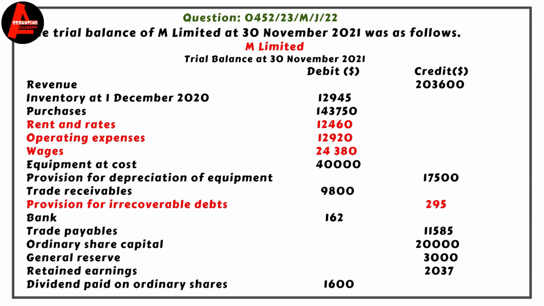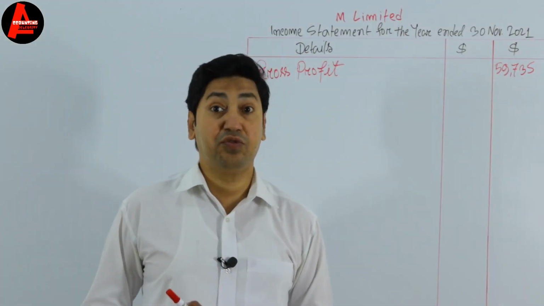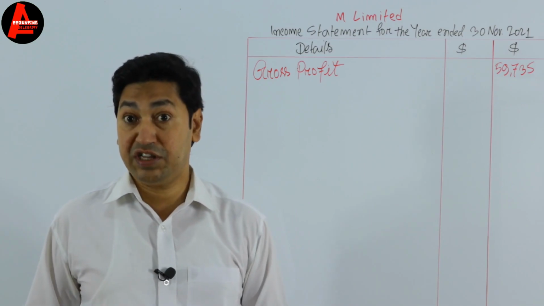Then equipment, no, it is an asset. Provision for depreciation, it will appear. Trade receivable, it is a current asset, it will not come. Then provision for irrecoverable debts, okay, it will come. Bank, it will not come. Trade payable will not come. Ordinary share capital, it will go to the balance sheet. General reserve, it will also go to the balance sheet. Then retained earnings, it is not relevant. Then dividend paid on ordinary shares, this will go to the statement of changes in equity.